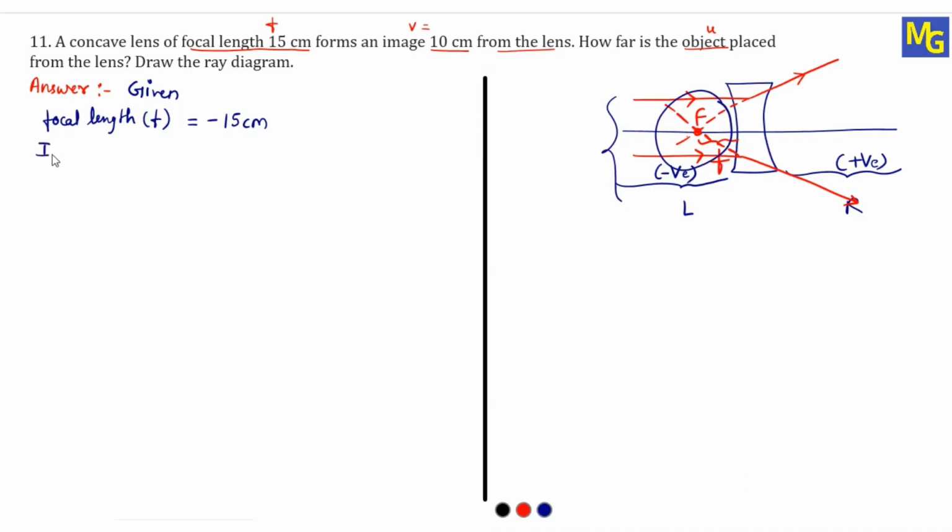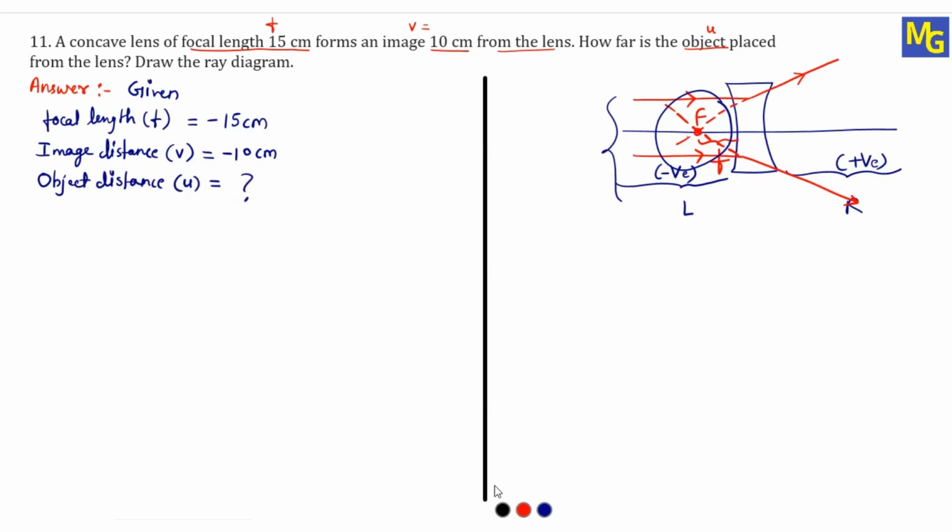So I'll write here image distance. And what is the symbol for image distance? Small v. How much is it? 10. So I should write minus 10 centimeter. And what do I have to find out? I have to find out the object distance. And the object will always be placed on the left side only. So after finding it, we should get a negative answer only. So this is the question mark.